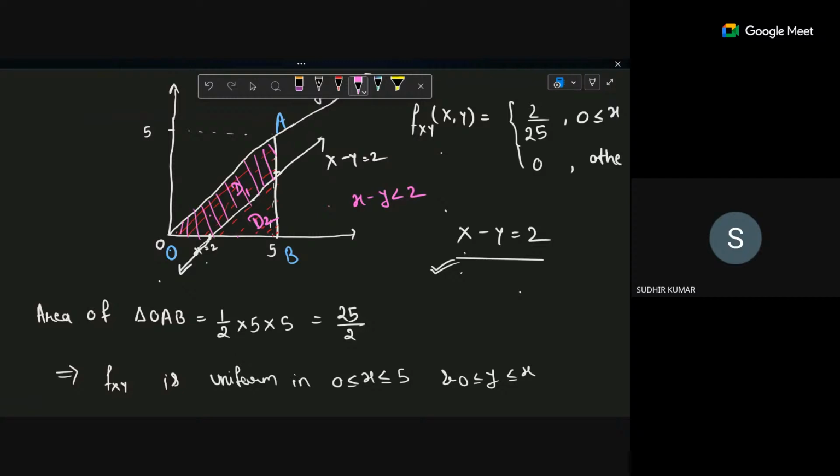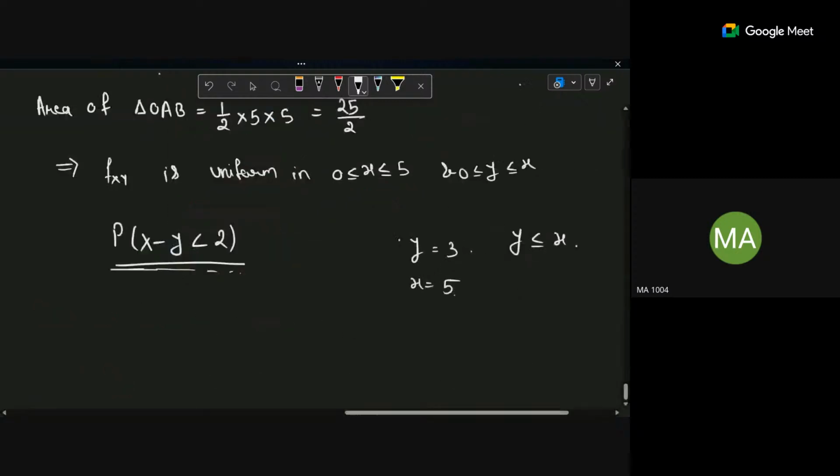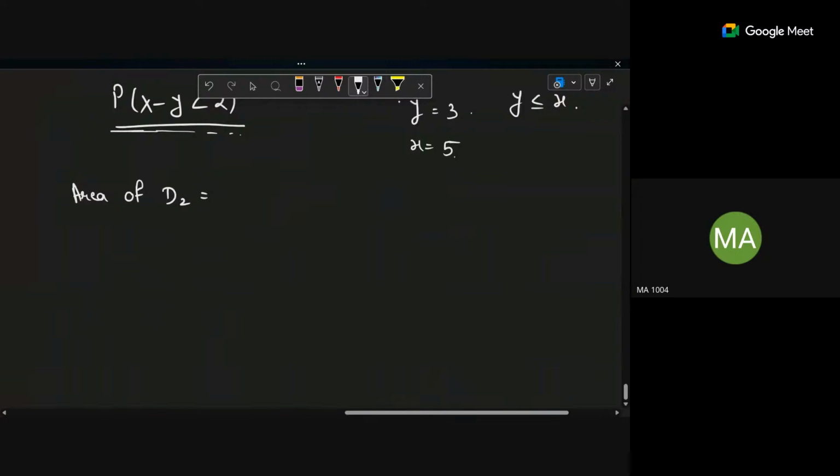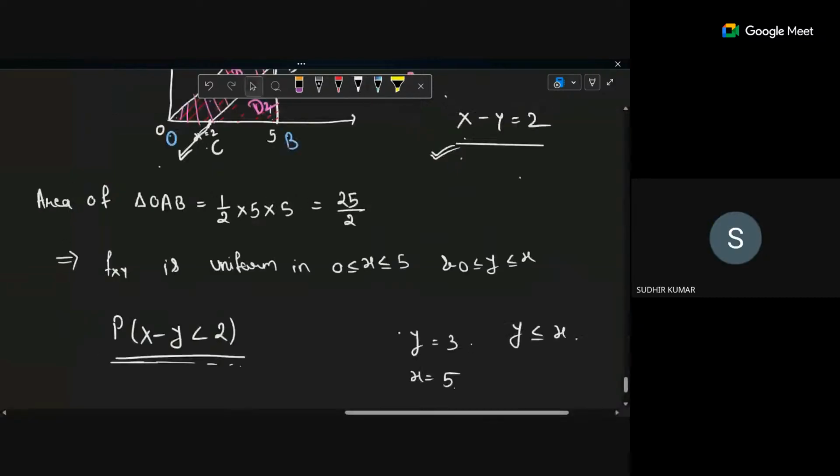The question now is, how will you calculate the area of D1? Subtract D2, ma'am. Half into base into height. Yeah, great. So area of D2 is half base into height. What's your base? 3. Height 2. 9/2. Right?